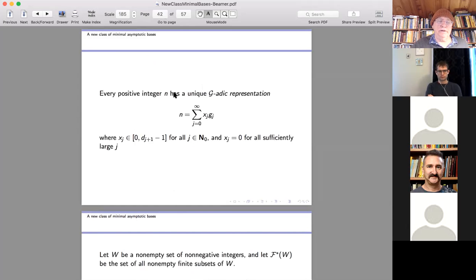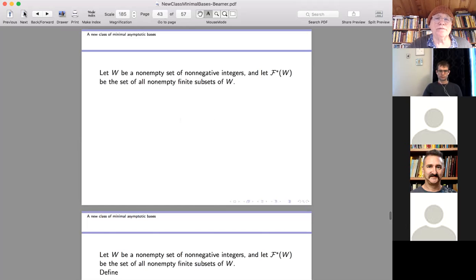And the arithmetical fact is that every integer has a unique script geodetic representation. So you take a positive integer n, you can write it as the summation of x_i g_i, where the x_i is in this set, the successive divisors d_(i+1), and the digits are 0 from some point on. So you're familiar with this when g_j is just a fixed g to the power j, but that's what it is.